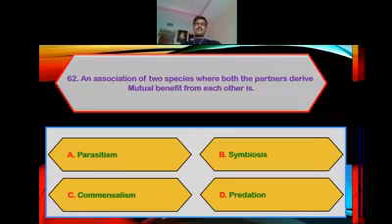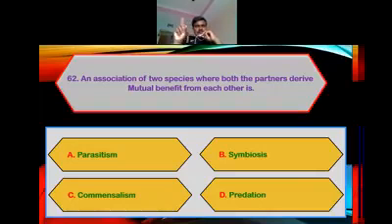And the third one is commensalism. Commensalism is a type of interaction between two organisms where one is benefited and the other is neither benefited nor harmed. Fourth one is predation. Predation is a type of interaction between two living organisms where one is benefited and the other one is completely destroyed, harmed, or killed off.